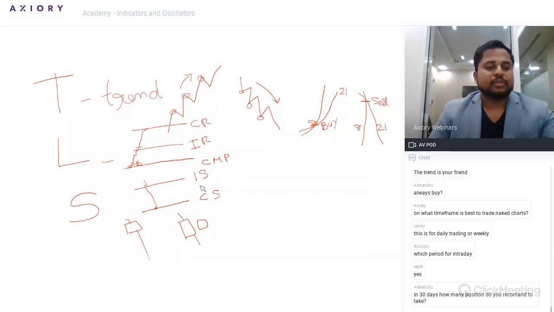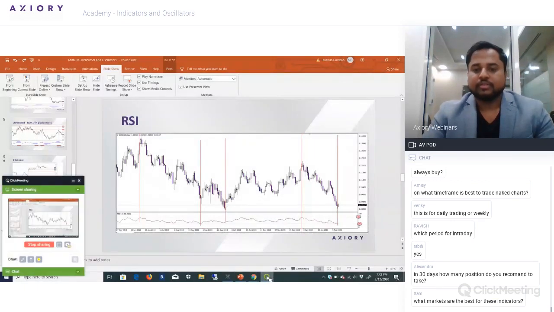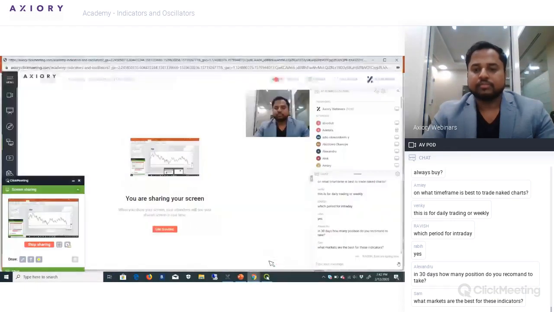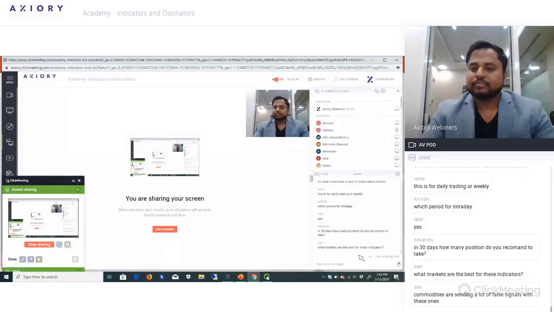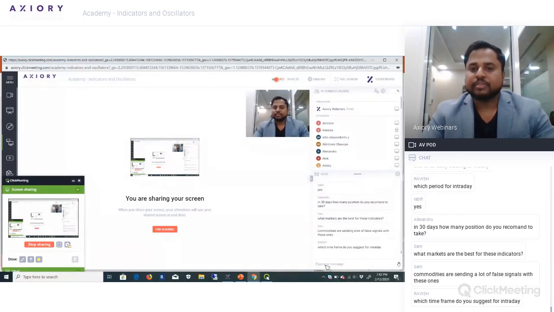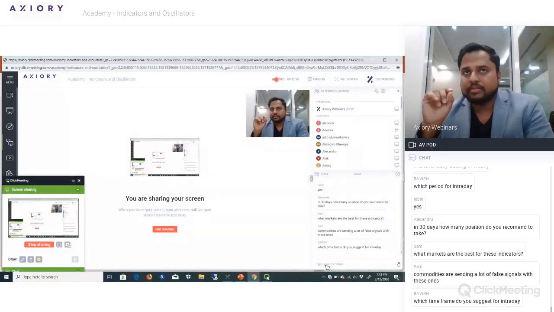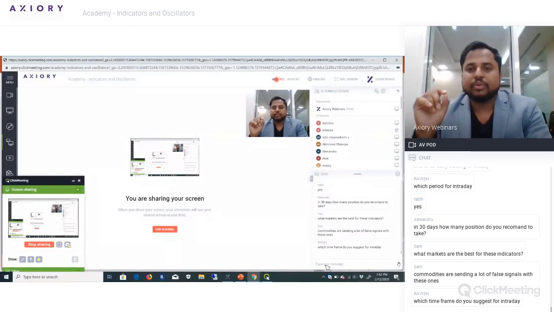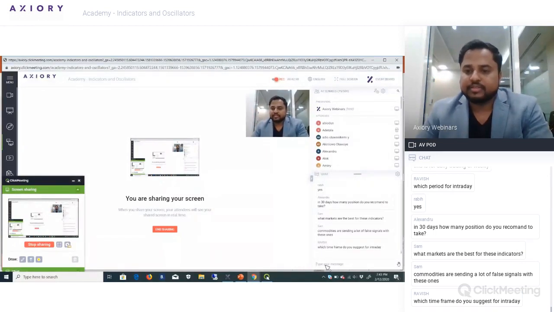In 30 days, how many positions do you recommend? You just wait, let me see the chart here. And then how many positions do you recommend to take in 30 days? See, it all depends upon us. So you just like my Facebook page. Whatever updates I'm doing on a weekly basis, you will get the updates. I trade basically 5 to 6 pairs. So that one you will get.